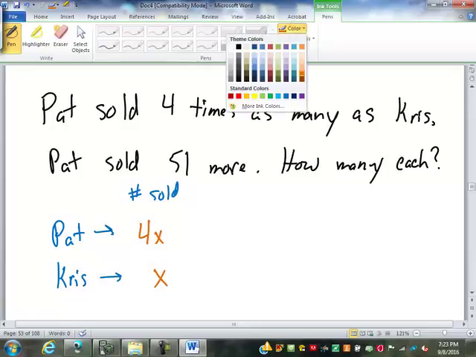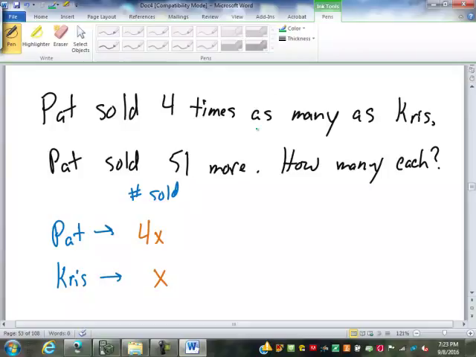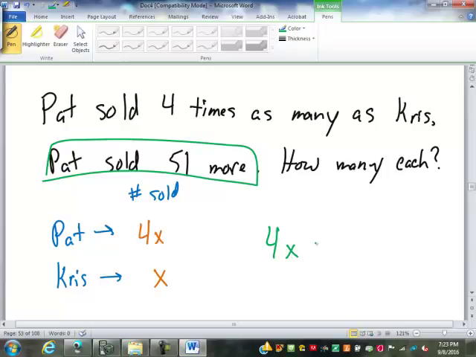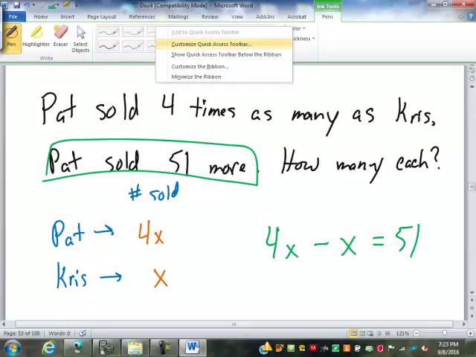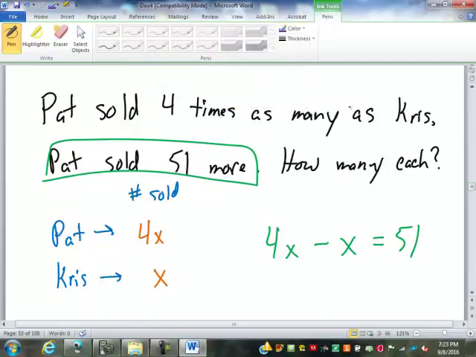Okay. So what that means is we're not given the total like we were before, where they sold a total of this many cars together. What we're being told here is Pat sold 51 more than Chris. So we're not given the total, we're given the difference. So instead of adding, we have to subtract. So Pat, which is 4X, minus Chris, which is X, has to equal 51 cars, or 51 items. So now 4X minus X, which is 3X, equals 51.